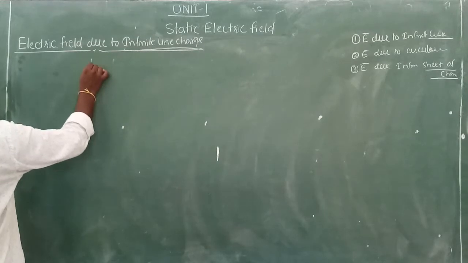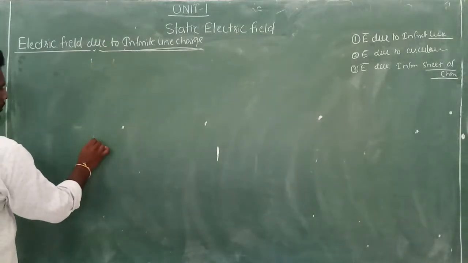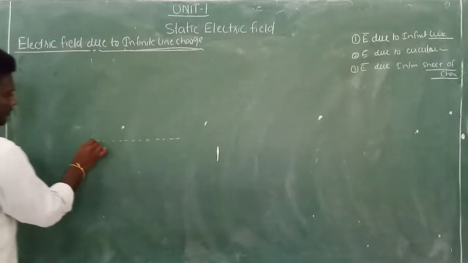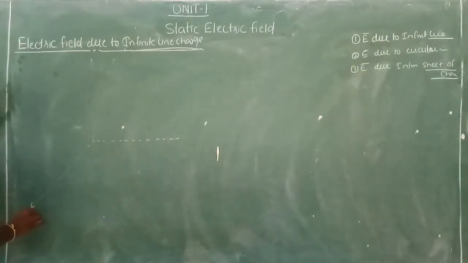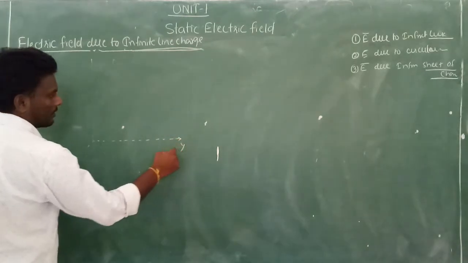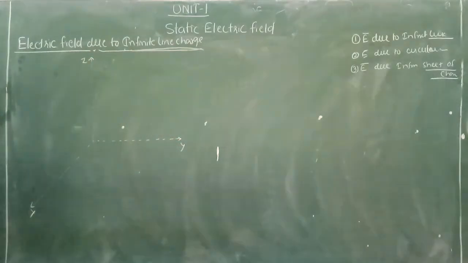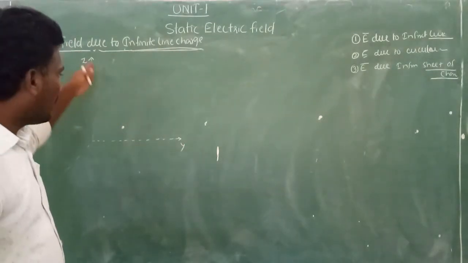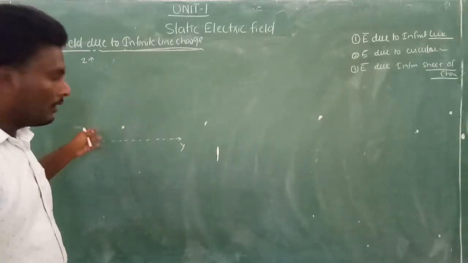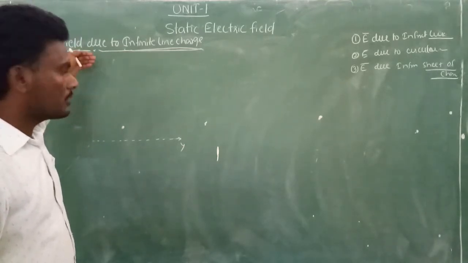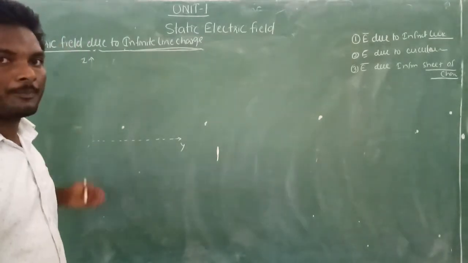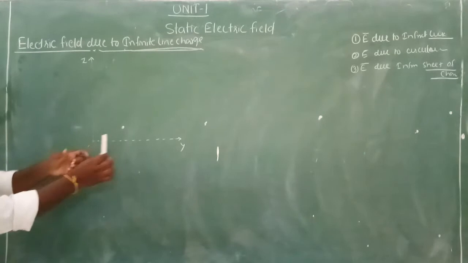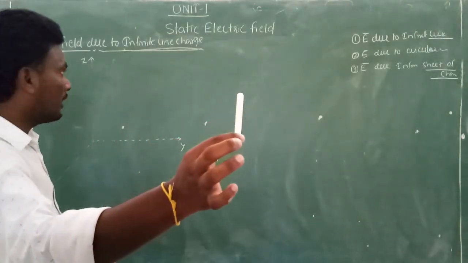In the right-handed system, I have three axes which are mutually perpendicular to each other, like this. This is my x-axis, y-axis, and this is the z-axis. Now what I am doing here is placing my infinite line charge on the z-axis in such a way that half of the length is on the positive z-axis and the remaining half of the length is on the negative z-axis, like this. Imagine that this is my infinite line charge.